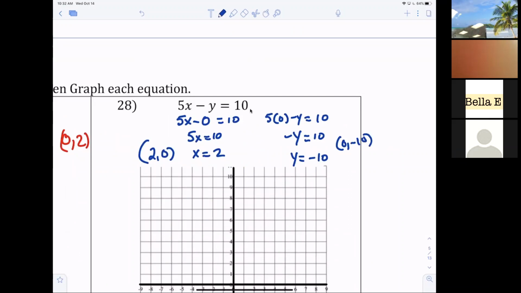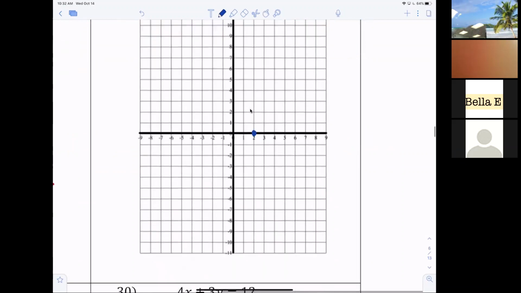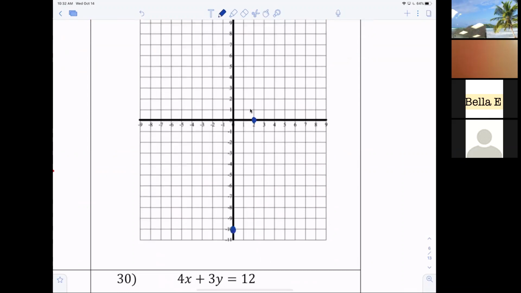So now I'm going to plot (2, 0). Then I'm going to plot (0, negative 10). And now I'm going to graph that line. There you have it, guys. That's how you graph a line using the intercepts. Anybody have any issues with that?